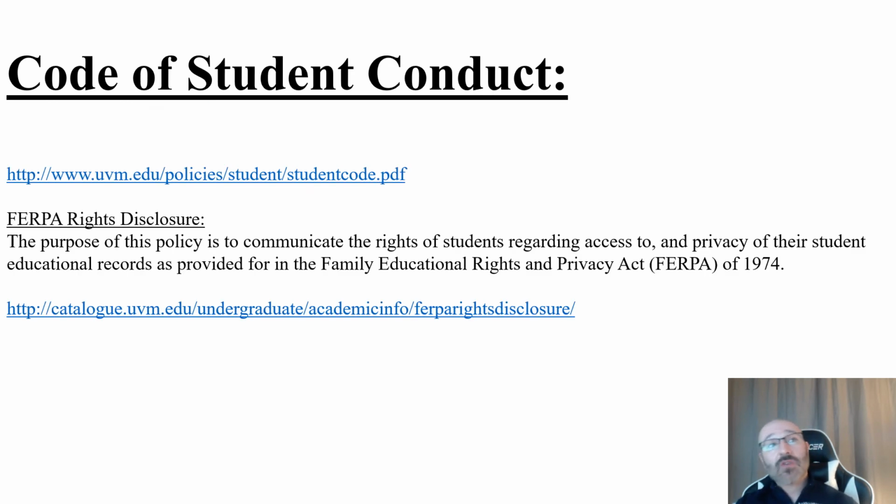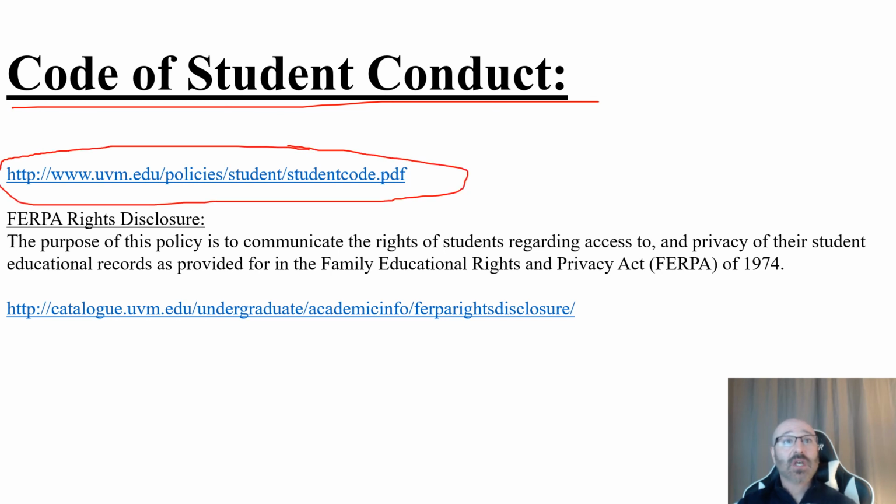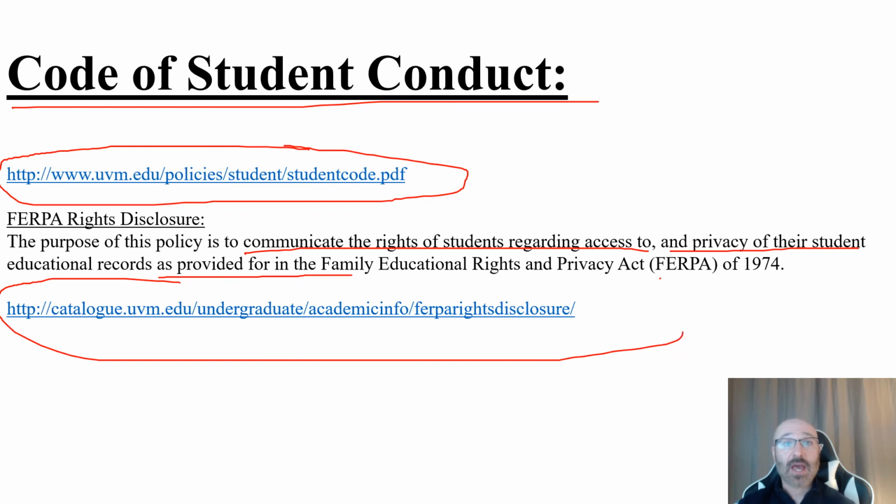The next policy I want to address here is the Code of Student Conduct. This is listed right here at the website address, so please visit this and review all of the details the university has presented to you. The purpose of this policy is to communicate the rights of students regarding access to and privacy of their student educational records as provided by FERPA. So again, two references right here. You can reference FERPA at this website address below.